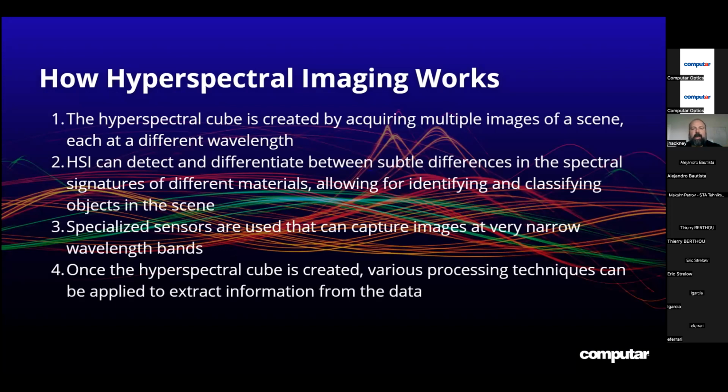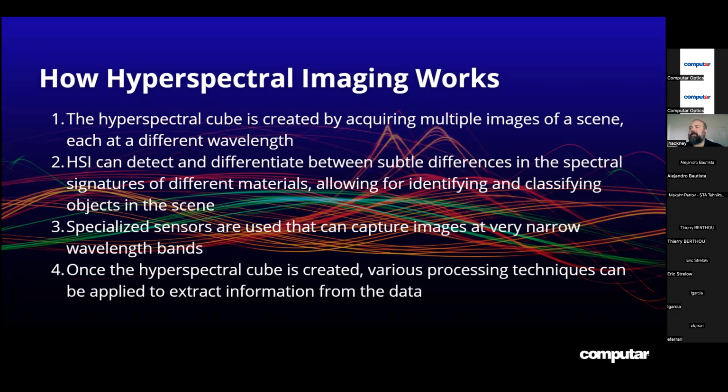So this is how hyperspectral imaging works. The hyperspectral cube is created by acquiring multiple images of a scene, each at a different wavelength. The resulting data is then processed to extract spectral information for each pixel in the scene. This data is often represented as a spectral signature, which is a plot of the reflectance or radiance of the scene at each wavelength.